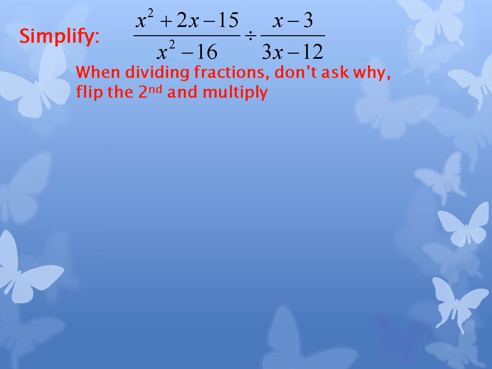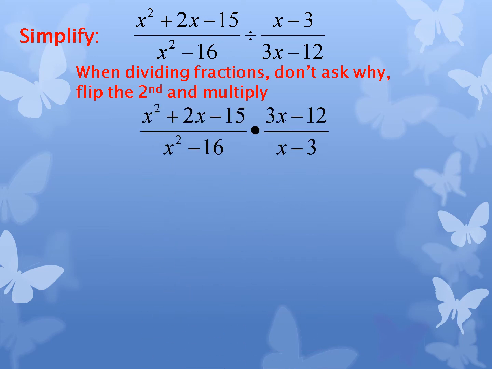So the first thing you want to do is flip the second fraction and change it to multiplication. Now this is what we did in the last lesson. So the first step is to factor. I'm going to factor x squared plus 2x minus 15. So two numbers that multiply to make negative 15 and add to make positive 2. Oh, 5 and negative 3.